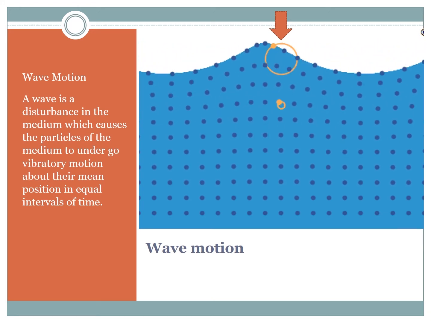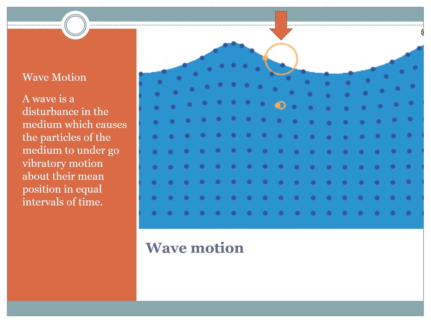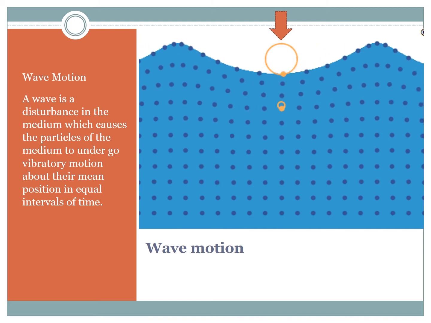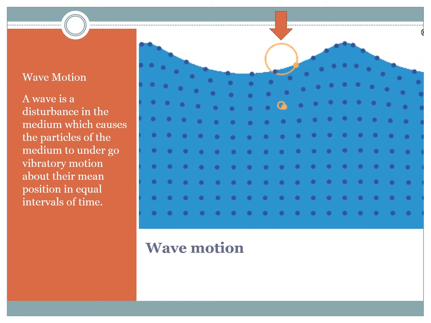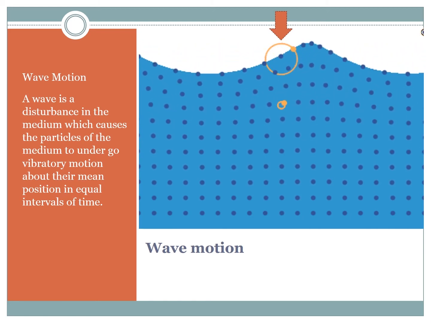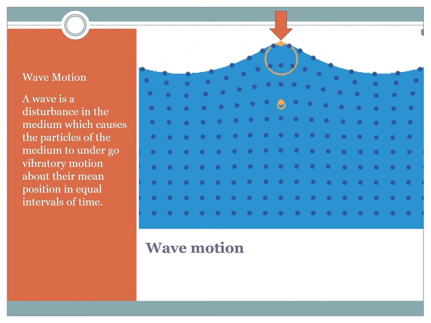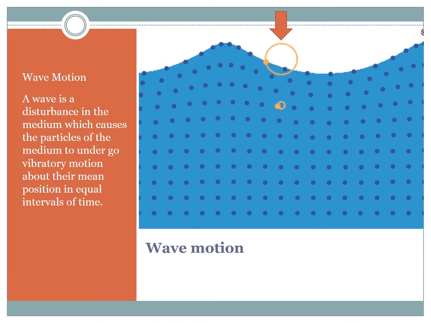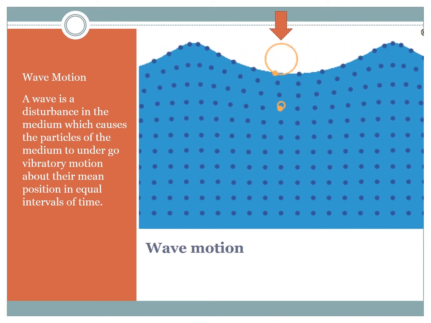But in order to justify or define a wave, we need a proper definition, and it is going to be defined that a wave is a disturbance in a medium which causes the particles of the medium to undergo vibratory motion about their mean position in equal intervals of time.